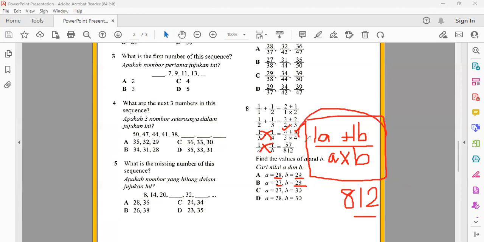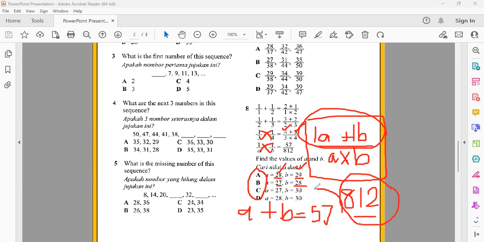And then the second rule is both the numbers must add to become 57. Can you see that? That means 28 plus 29 must give you 57. 27 plus 28 must give you 57. 27 plus 30 must give you 57. 28 plus 30 must give you. Which combination fulfills this rule? The 812, when you multiply and when you add, you get 57. Come on, try it.